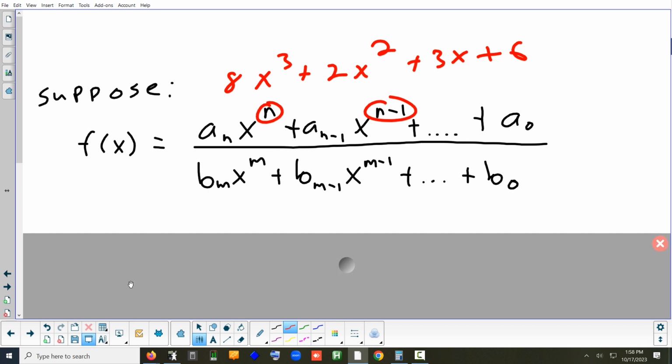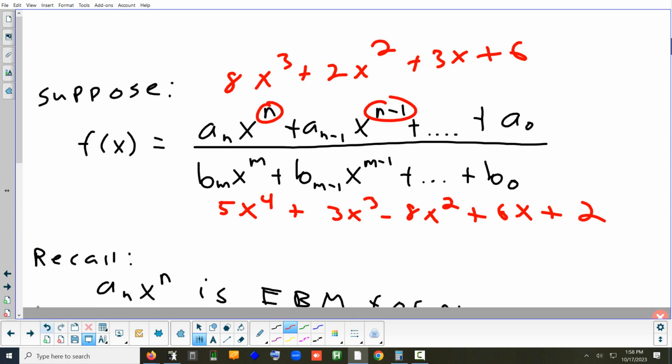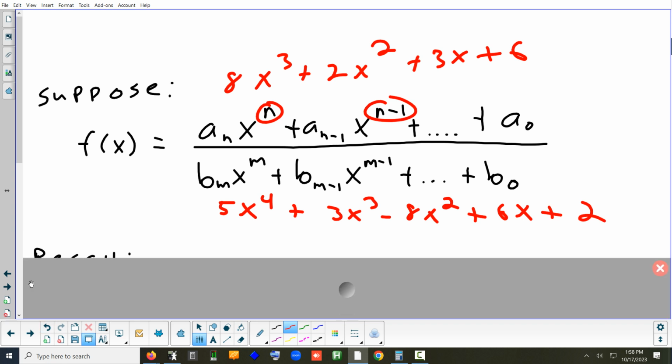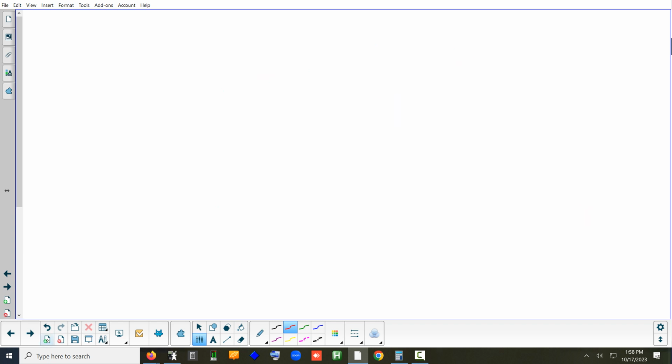Okay, and then maybe in the bottom you'd have something like 5x to the 4th plus 3x cubed minus 8x squared plus 6x plus 2. Just made that up. But that's an example of what you'll actually have in a real problem. We just talked about how to find an end behavior model. What would the end behavior model be for something like this?